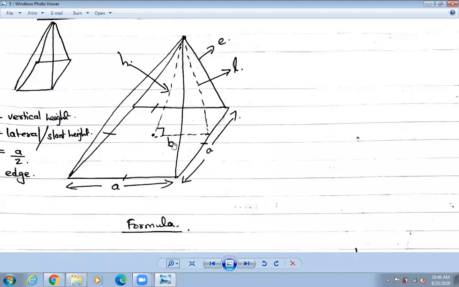So if there is a circle, there will be the radius. If there is a lateral height, then that is denoted by L.